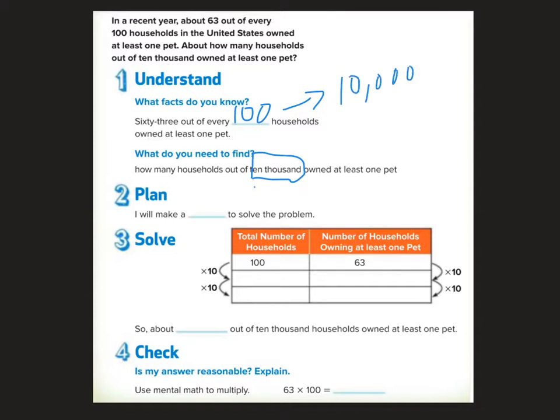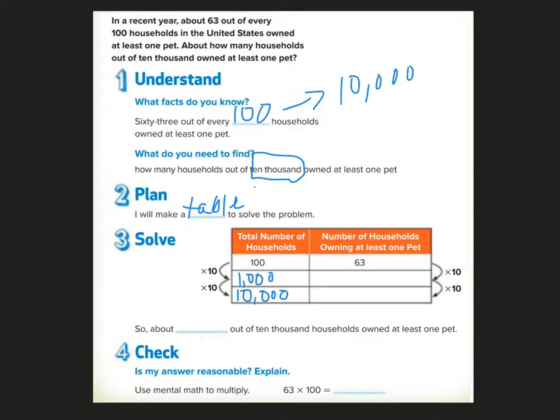Okay, I will make a table, right? That's what we're going to be practicing today. Making a table to solve the problem. That's our plan of action. Here we go. So the total number of households owning at least one pet. Okay, so we have a title for each of our columns. So if I'm going to go from 100 and I multiply by 10, I get to 1,000. I'm just adding a 0. I had 2, now I'm going to have 3. And then if I'm going to multiply by 10 again, now I'm at 10,000.